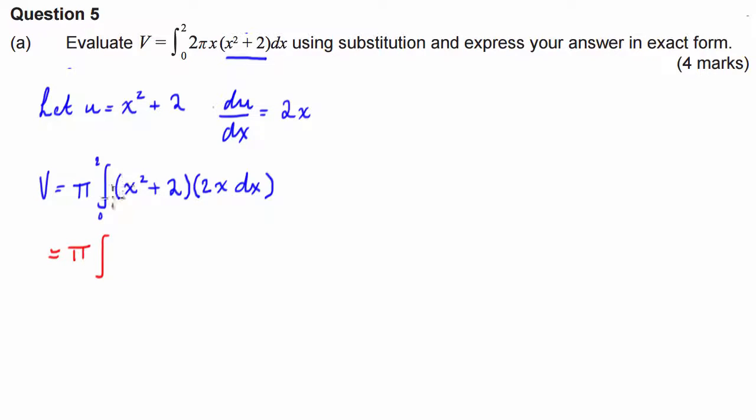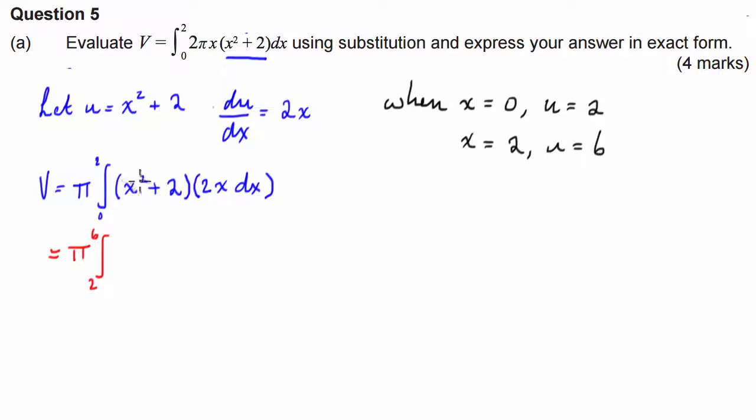Now if we're going to substitute for u, we also have to substitute the boundaries of our integration. So when x equals 0, u is going to equal 2, because if we sub 0 into this, we'll get 2. And when x is equal to 2, u is going to be equal to 6. So those are going to be the new boundaries of our integration. So we've got from 2 to 6.